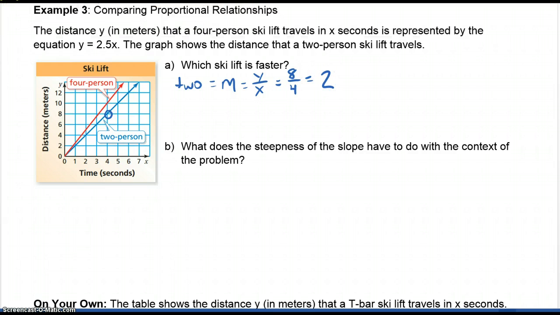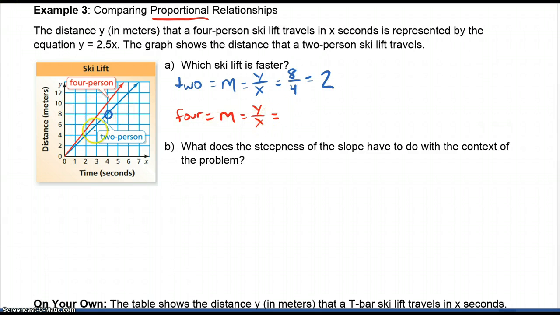And use red just for the 4-person. So for the 4-person, the constant of proportionality, or the y over x, and this doing y over x only works for slope when it's proportional. So keep that in mind. This isn't a new method for finding slope. This only works on proportional relationships.